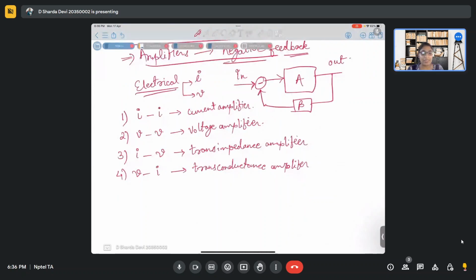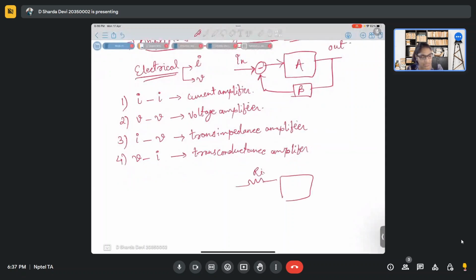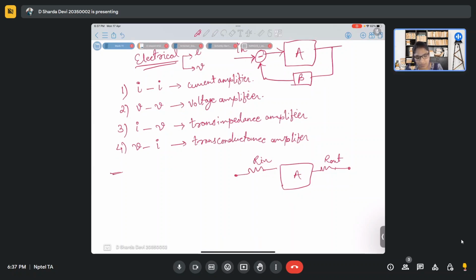Now, based on these inputs or outputs, like what type of input you are applying and what type of output you are taking, your circuit will have some input resistance and some output resistance, right? These input and output resistance values will actually depend on what type of input you are applying and what type of output you are taking out of it.